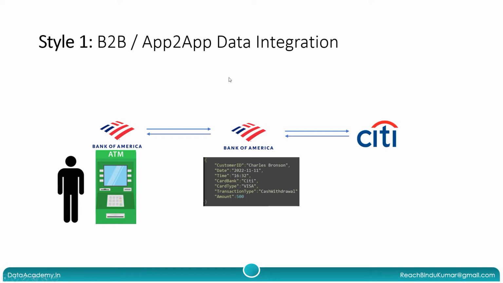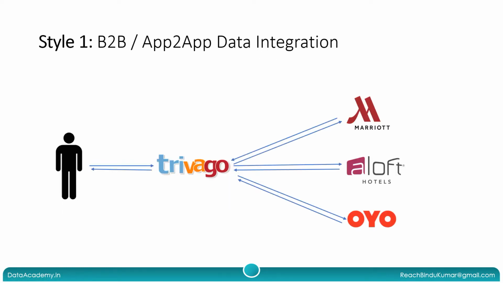So this is also referred to as business to business data integration, or electronic data interchange, between two or more businesses. Sometimes it is also referred to as app to app data integration. Now let's look at one more example.